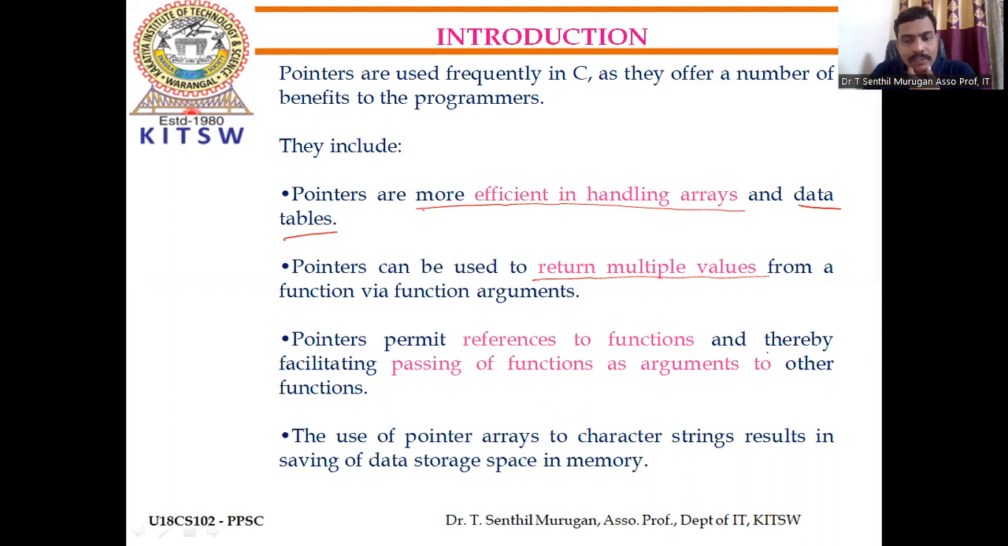Pointers permit references to functions, thereby facilitating passing functions as arguments to other functions. We have already discussed two things: call by value and call by reference. What is call by value? We are passing the actual value to the formal parameter of the particular function. But in call by reference, we are passing the address of the memory location to the function. The function will take it as a pointer, and it is pointing to the location. Based on the location the pointer holds, it will do the operations.